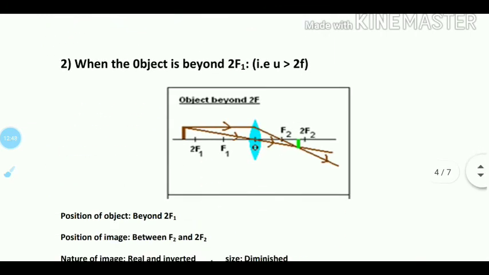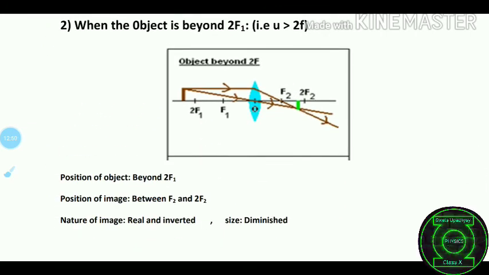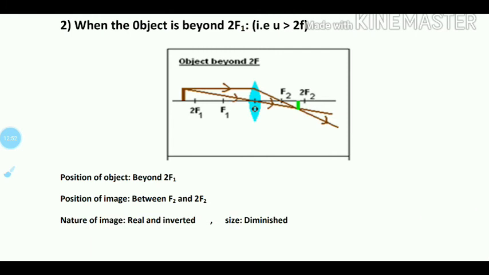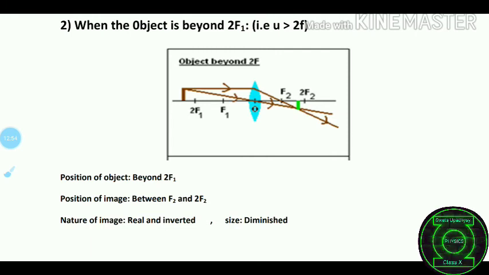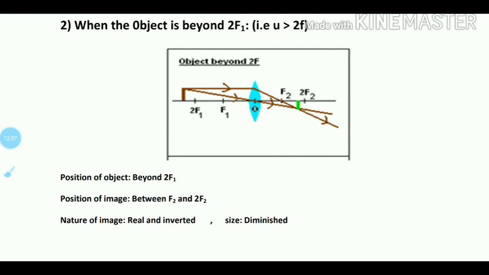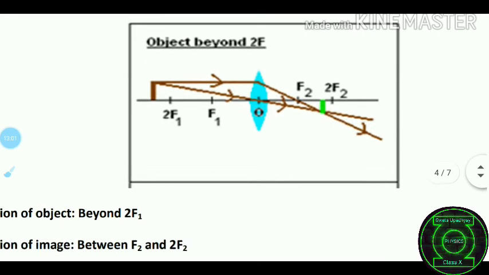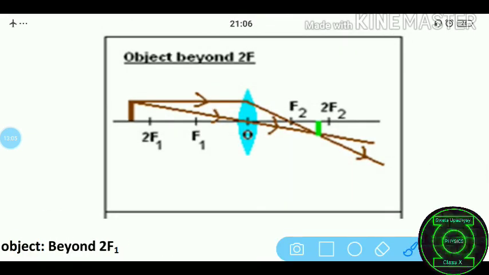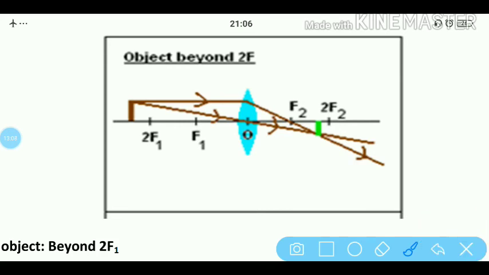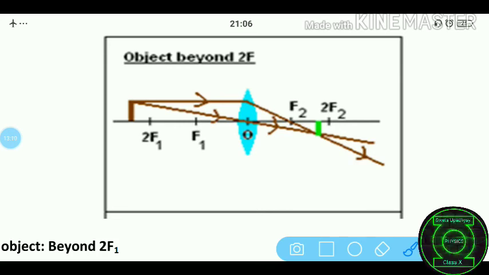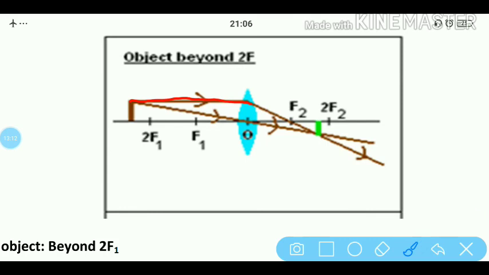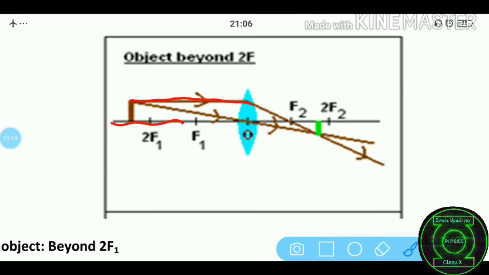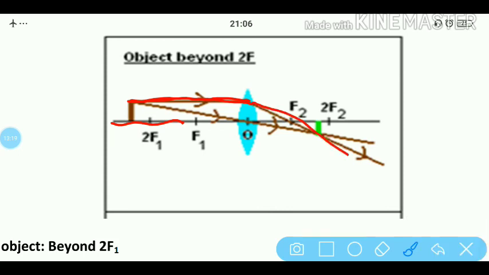Now the next condition. When the object is kept beyond 2F, or at a far distance, they can also write beyond 2F. For this we have taken two rays. Again, for every formation of image we will consider two rays. Here we have taken one ray which is parallel to the principal axis. This is our principal axis, and this ray, being parallel to the principal axis, will pass through the focus.